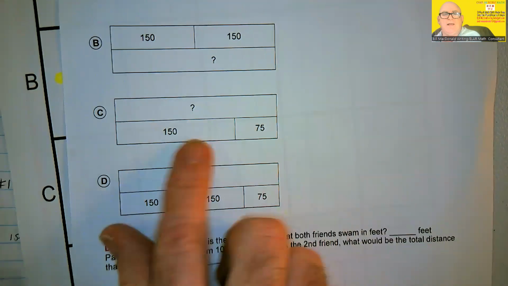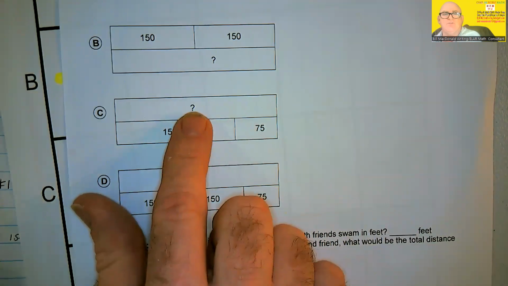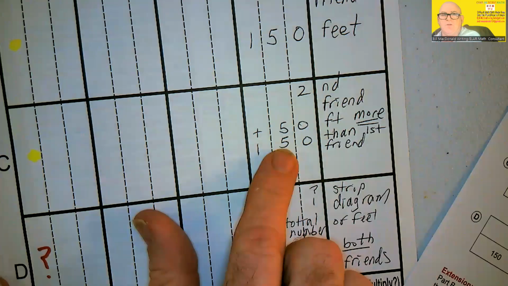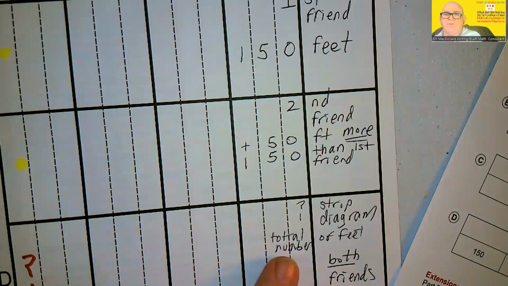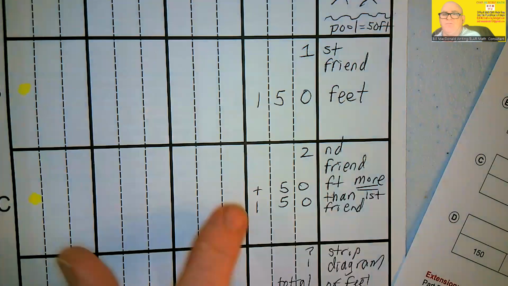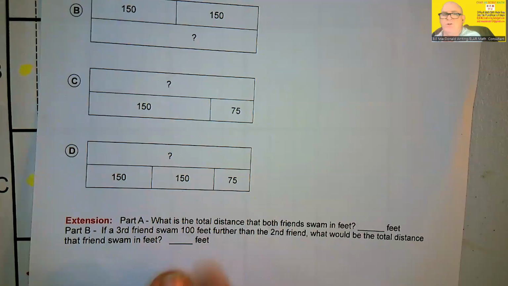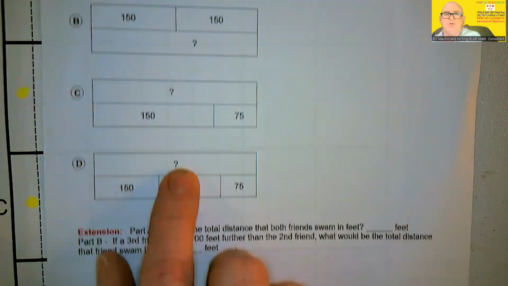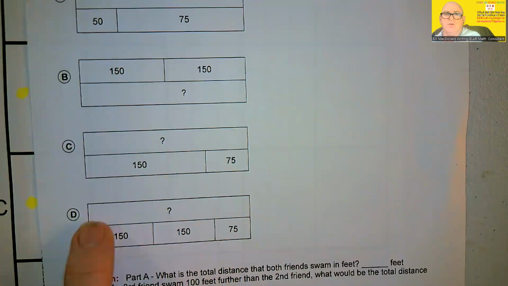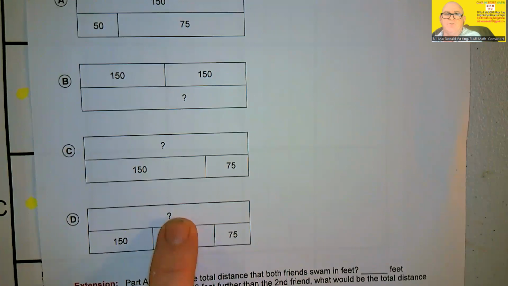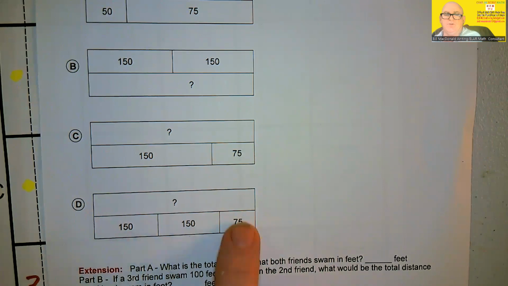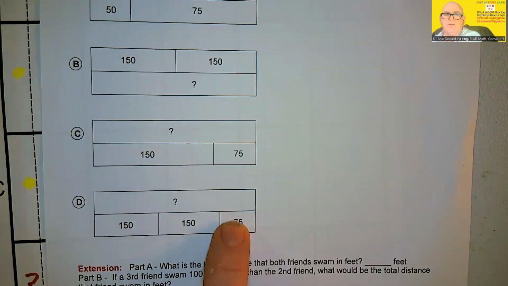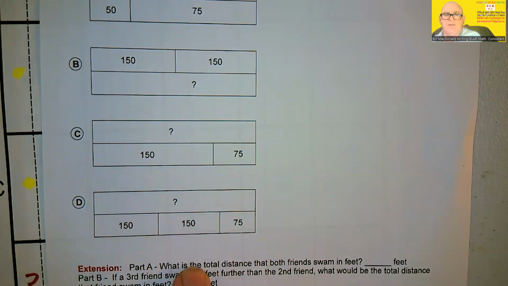So this would have been the answer if they only asked your students the total number that the second friend swam, because that's what's in his box. So we need to find the strip diagram that puts both friends together. So when you look at letter D, there's your strip. There's our question mark to find the total number. There's the first friend. Those two numbers are the second friend. And voila, you get a total.